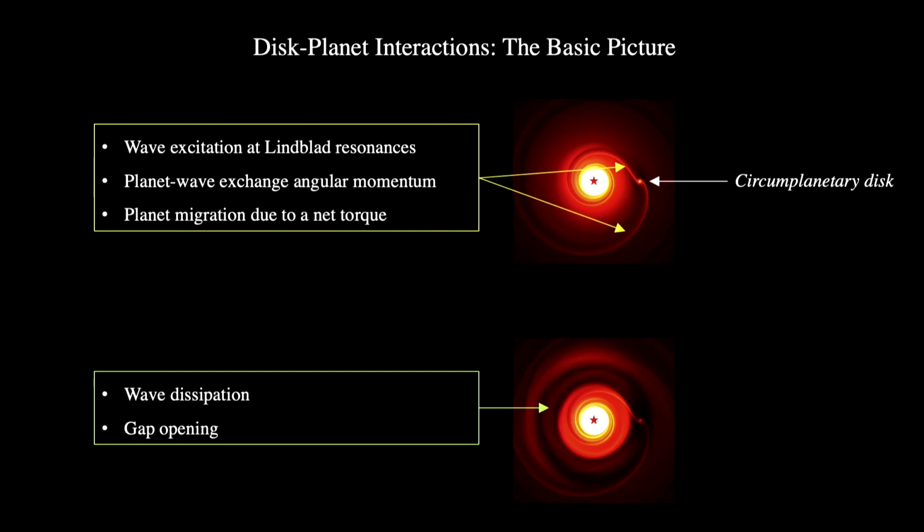If nothing happens to those density waves, they will just happily propagate in the disk until they reach the edge of the disk. But if the waves are able to dissipate for whatever reason, then their carried angular momentum will be transferred to the local disk material, and that can cause gap opening and ring formation.